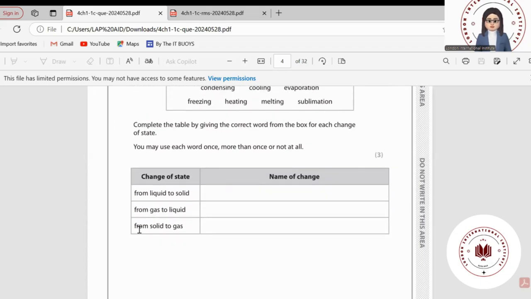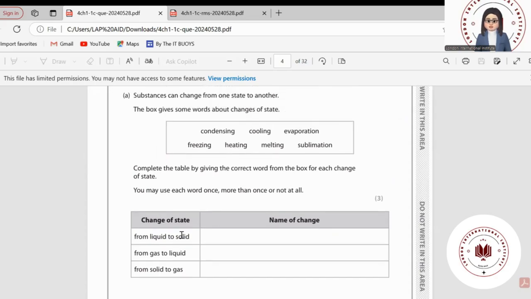So the first question they asked us, the change of state from liquid to solid. I think that's quite obvious. From liquid to solid, for example, use water. You could imagine water for all the change of state questions. For example, water to ice. What do we need to do to make water to ice? We need to freeze it. So the first answer would be freezing. Okay, let's write it down. Freezing.